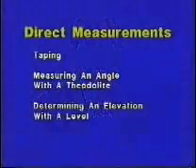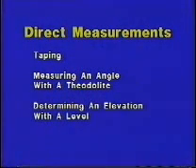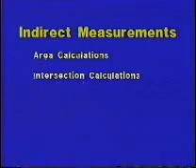Measurements can be direct or indirect. Direct measurements are simply that. They are made directly on the ground. They include taping, or measuring a distance with an EDM, measuring an angle with a theodolite, or determining an elevation with a level. On the other hand, indirect measurements involve some type of mathematical computations.